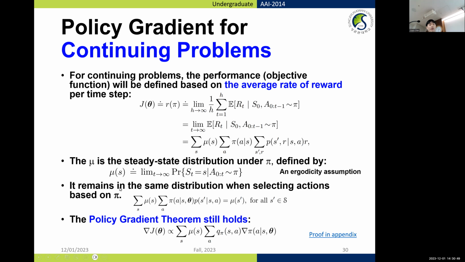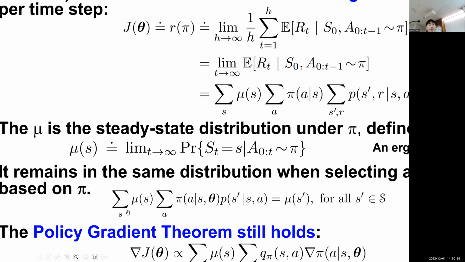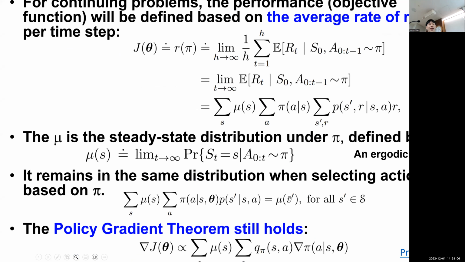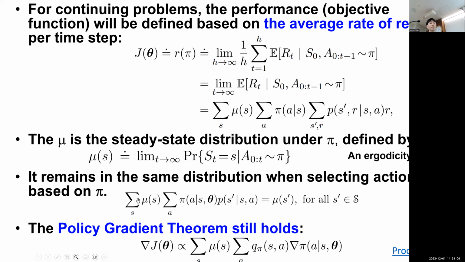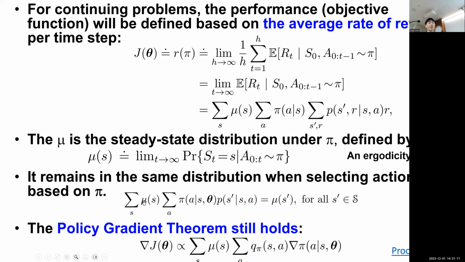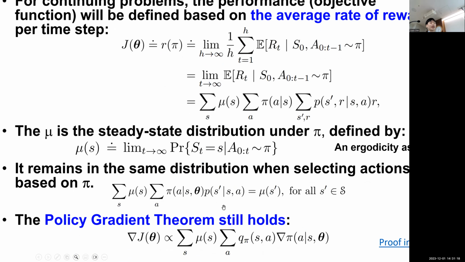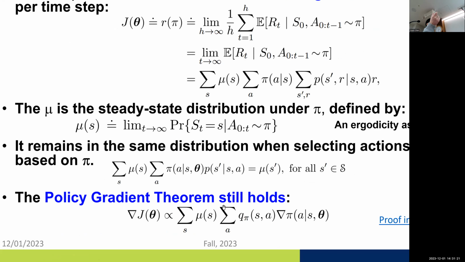Yeah, also another observation is that since we have this mu s, from any state you can jump to another state. So this mu s prime, another state, actually can be represented by another state. They have the same distribution, okay? So in this sense, the policy gradient theorem we developed in the episodic setting still holds.